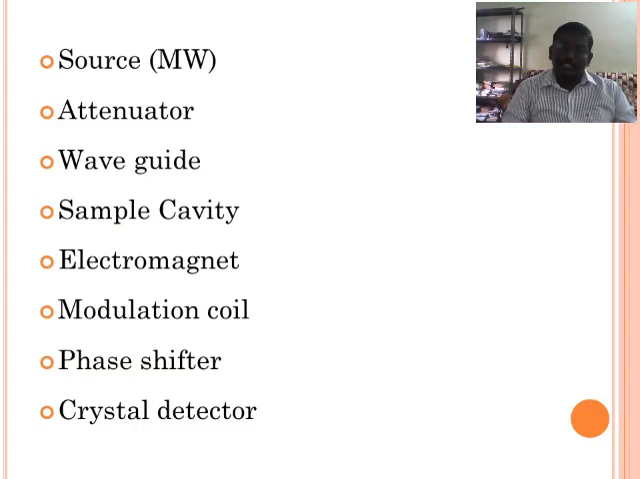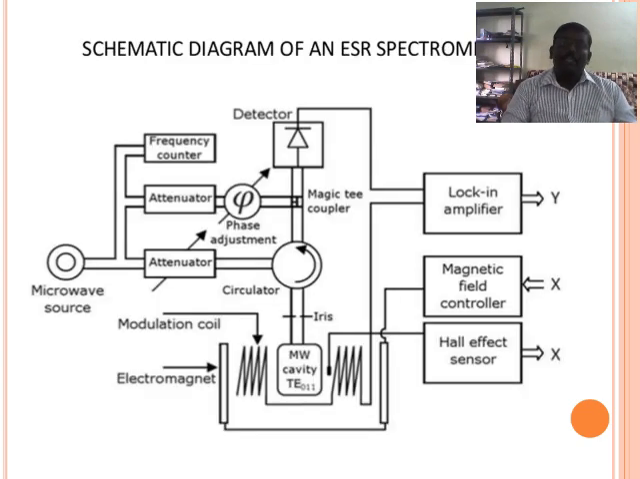The instrumentation involves a source: the microwave radiator, attenuator, waveguide, sample cavity, electromagnetic modulation coil, phase shifter, and crystal detector. These are the important parts in instrumentation. First of all, we discuss the source, the klystron tube. It is a very important source of the radiation.